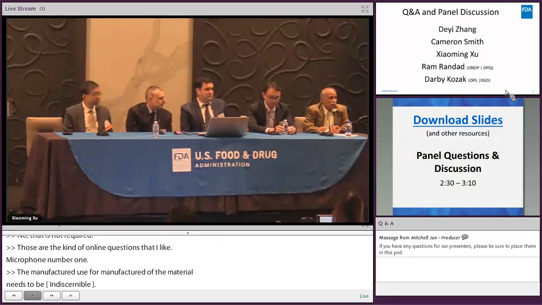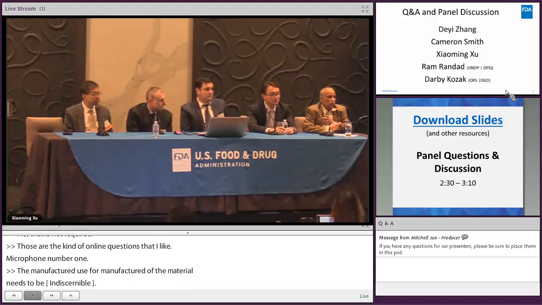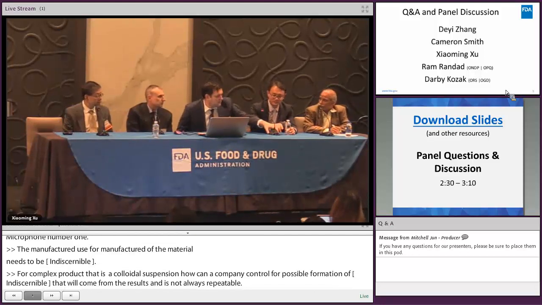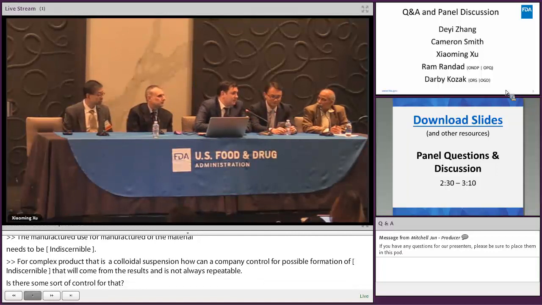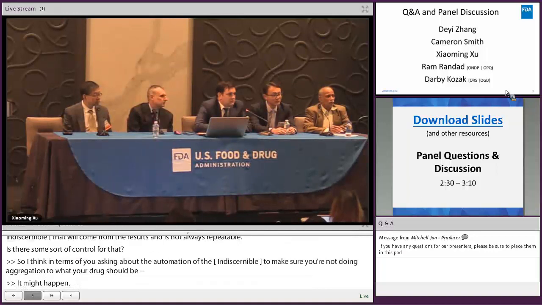For a complex product that's a colloidal suspension of varying molecular weights, how can a company control for possible formation of dimers, trimers, oligomers that would tend to confound the results and is not always repeatable? Is there some way to control for that? So I think you're asking about the optimization of your analytical method to make sure that you're not getting an aggregation that would be different to what your actual drug product would be when you're actually making it, or? There's not another question. No, it might happen. Some iron colloids form dimers, trimers in solution on aging. How do you control for that? Because that would tend to confound the particle size distribution.